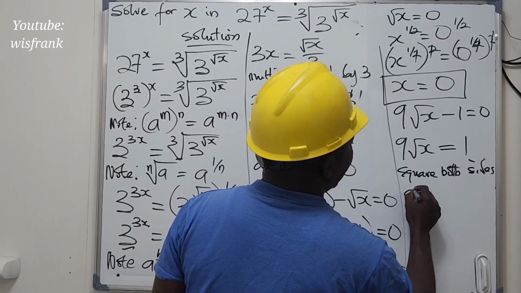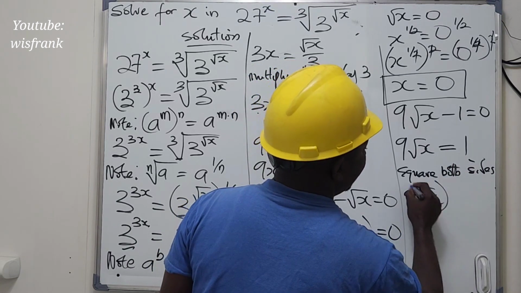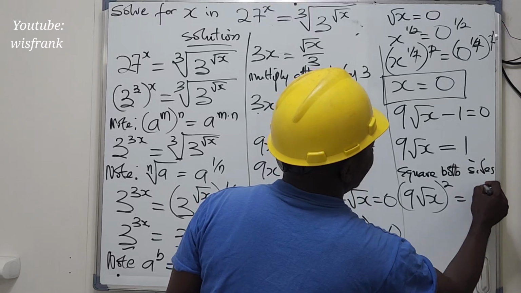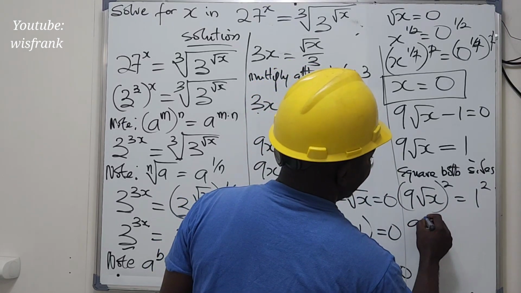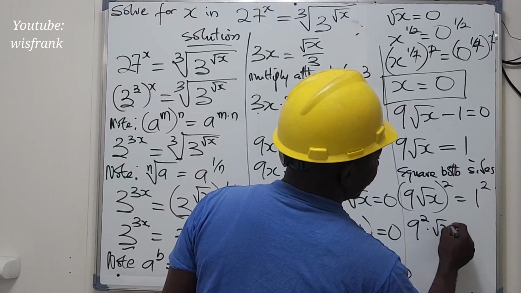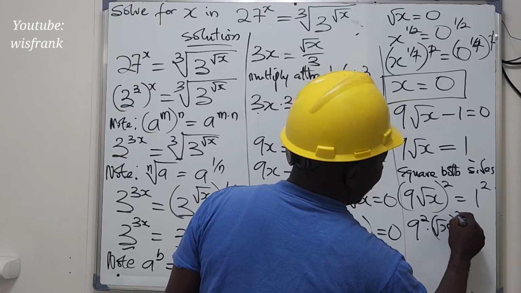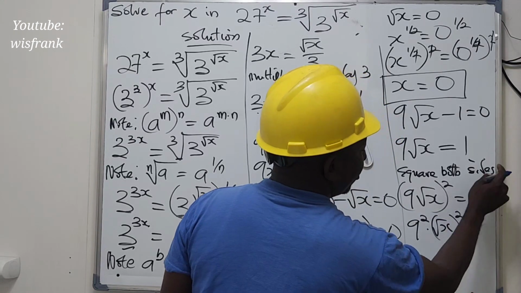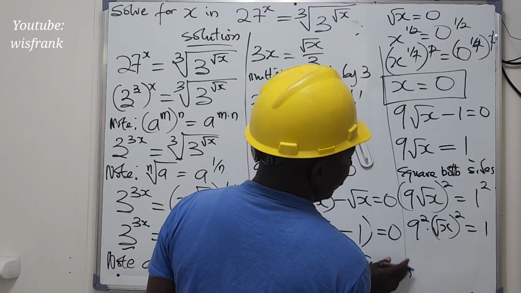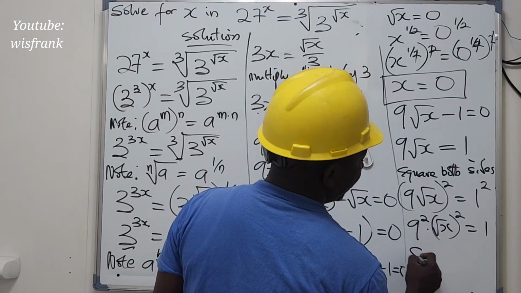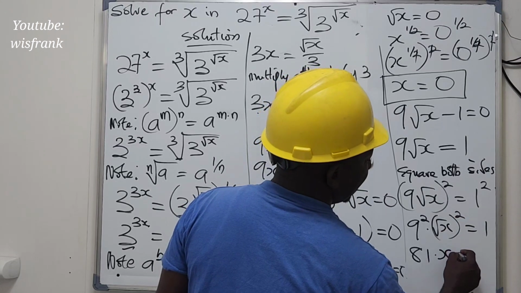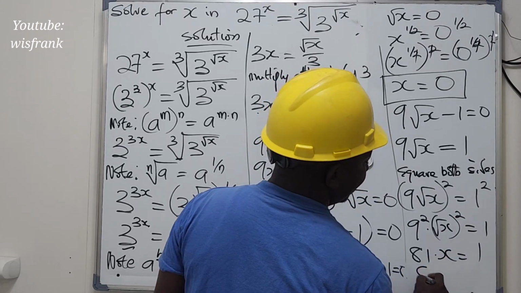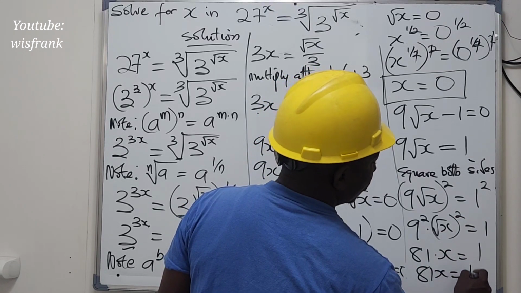So this will become (9 root x) all to the power of 2 equals 1 to the power of 2. This is the same thing as 9 to the power of 2 times root x to the power of 2 equals 1 to the power of 2, which is 1. So 9 to the power of 2 is 81, and root x to the power of 2 becomes x. Therefore, we have 81x equals 1.